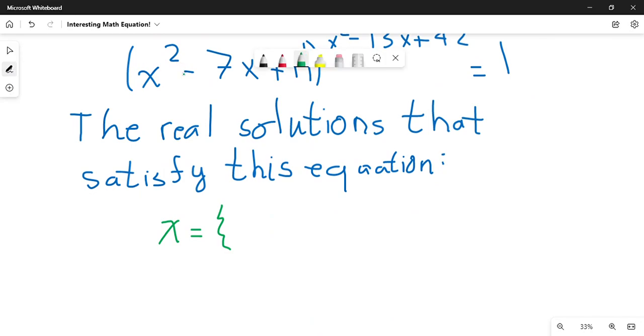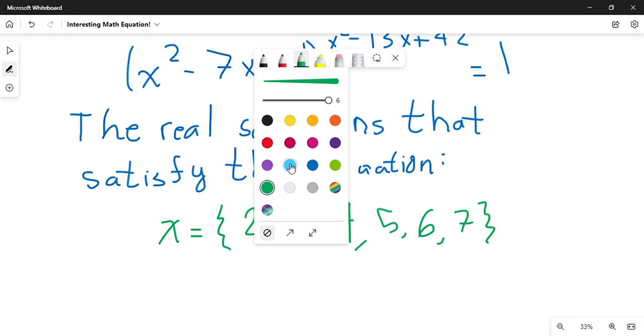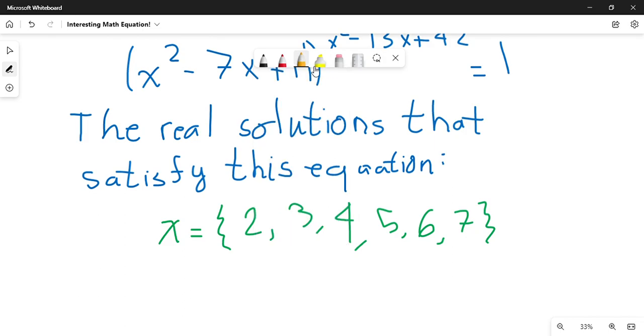So basically all the natural numbers from 2 until 7, except 1: 2, 3, 4, 5, 6, 7. We have 6 real solutions.